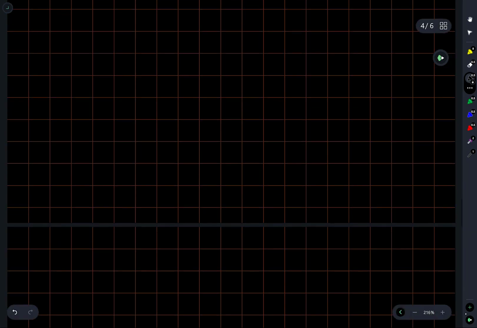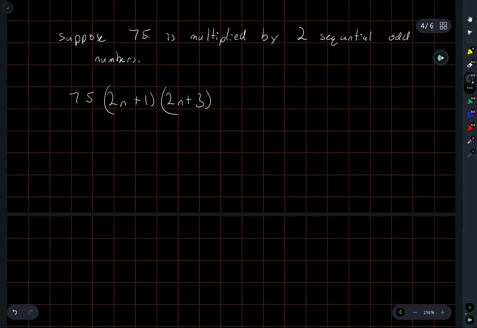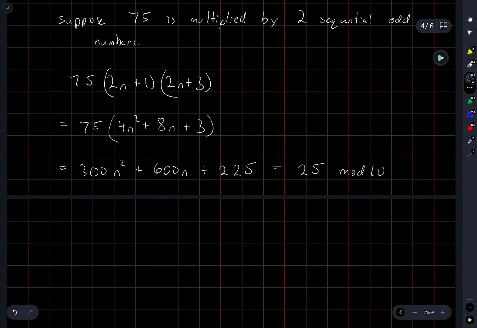Now let's take the other assumption. Suppose 75 is multiplied by two sequential odd numbers. Again, any two sequential odd numbers can be written as 2n plus 1 and 2n plus 3 for some value of n. And again, we end up with something which is equal to 25 mod 100.